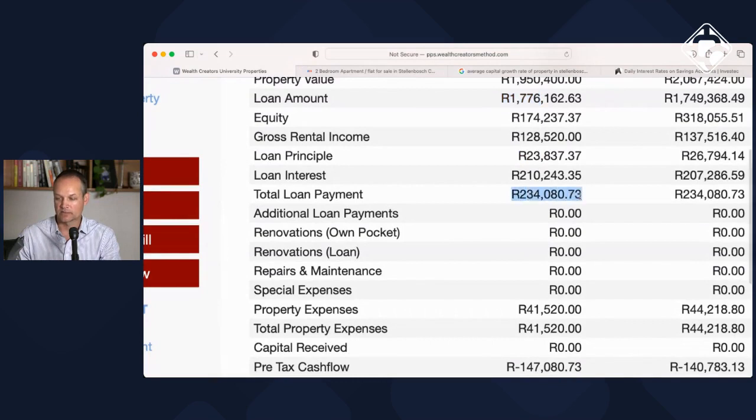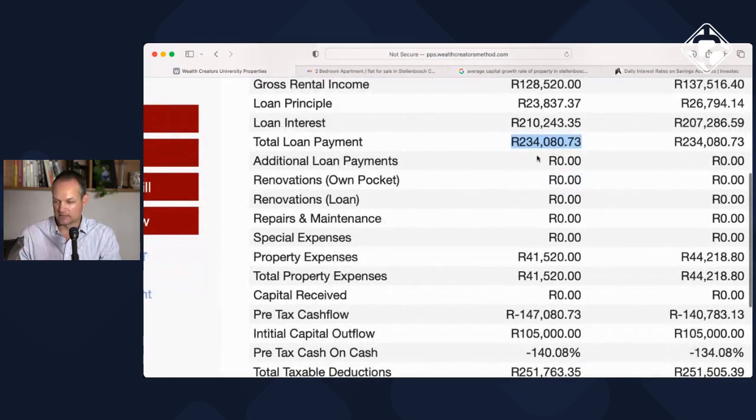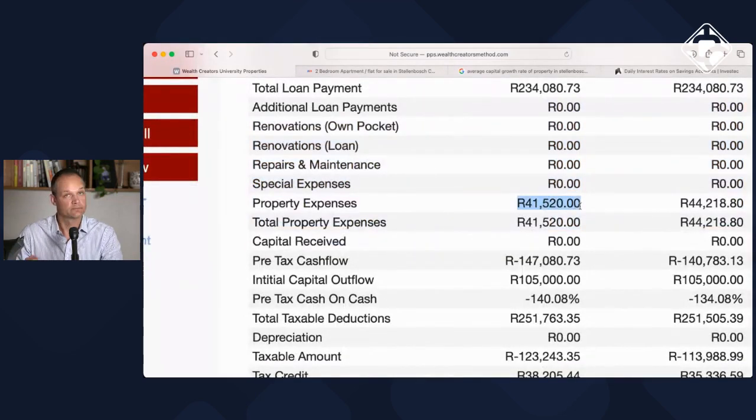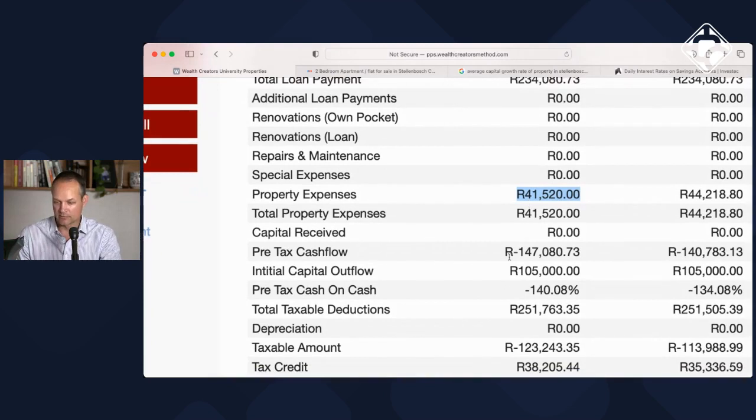Total loan payment is 234 per year. Remember, the property calculation said it's going to be roughly 20,000 rand per month. So 20 times 12 is 240. None of these other expenses were applicable. The property expenses, so remember, you're going to have to pay the rates and taxes and the body corporate levies. That's the 41,000. So pre-tax cash flow is going to be minus 147, and it makes sense.